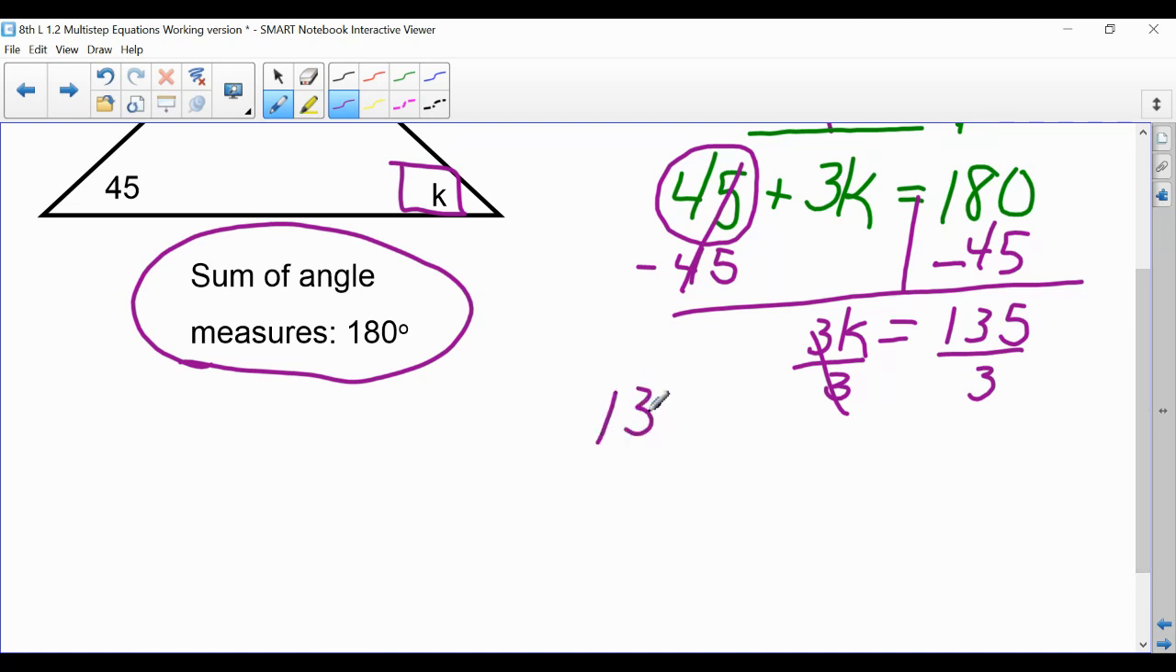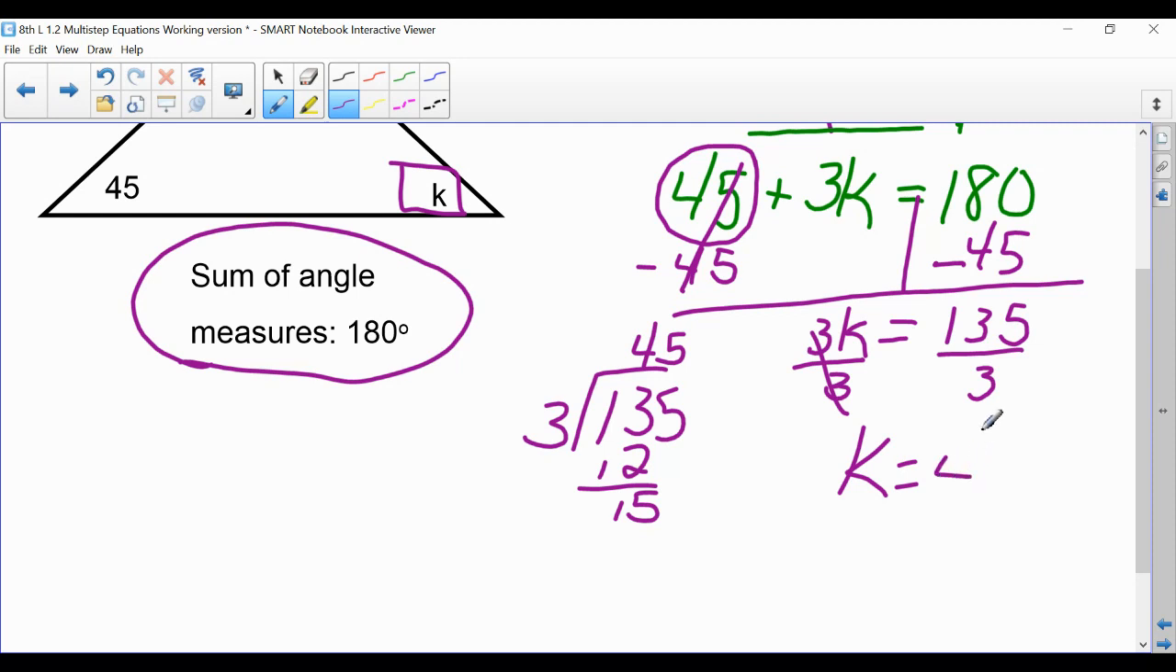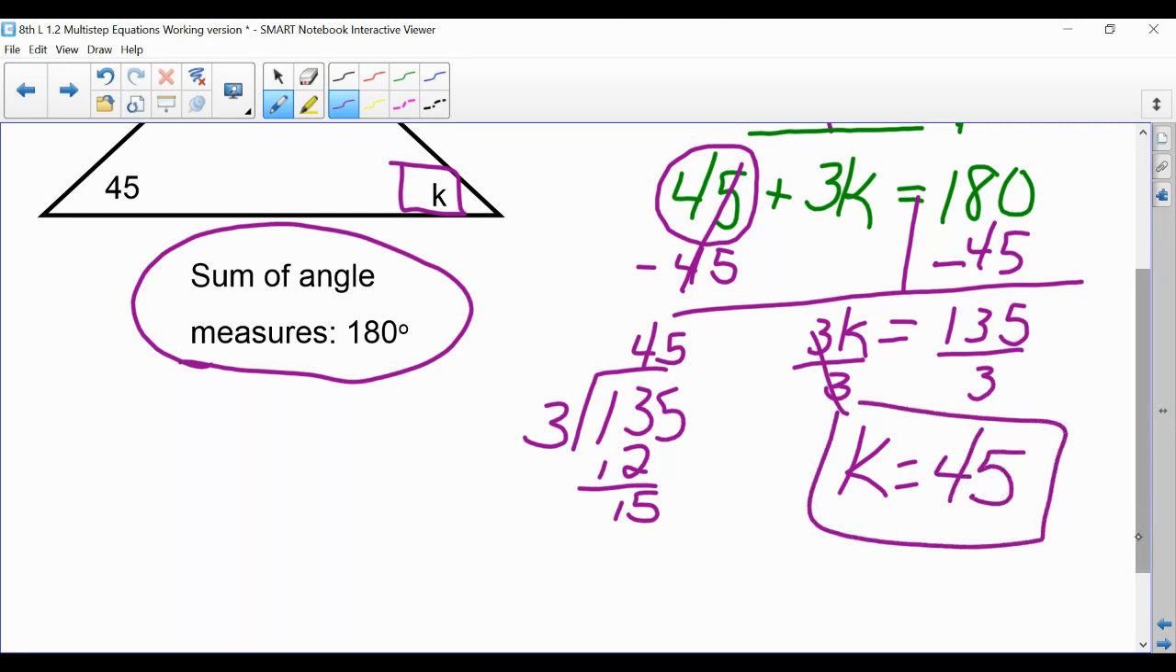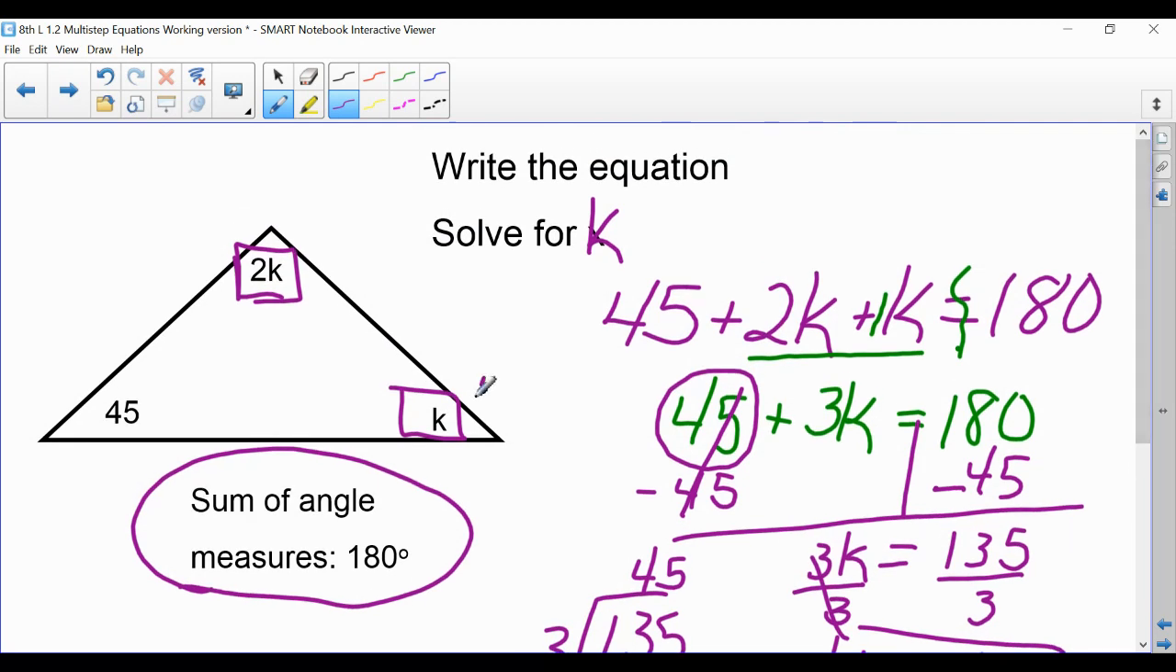So 135 divided by 3 is 45. 3 goes into 13 4 times, 12, 15. 3 goes into 15 5 times. So that is k equals 45. So our variable k is 45. So this angle is also 45. And this is 2 times 45. So this angle is actually 90 degrees.